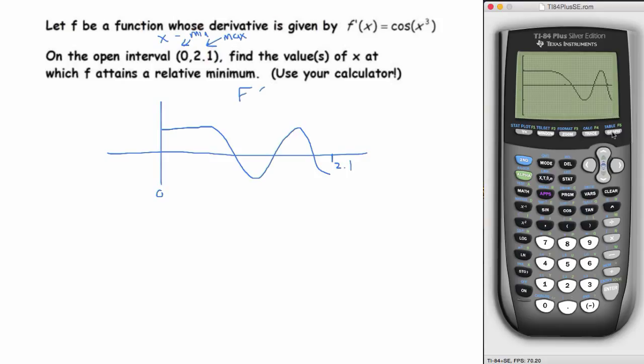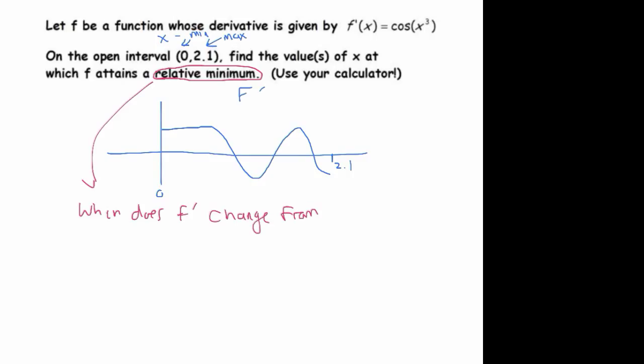Okay, so here's where you're going to want to make sure you understand what you're looking for. This is the derivative. If we want a relative min, we want to know when f prime changes from negative to positive, right? From negative to positive. That's where a relative min would occur. And seeing as this is the graph of the derivative, that means we're going to want to find this point.